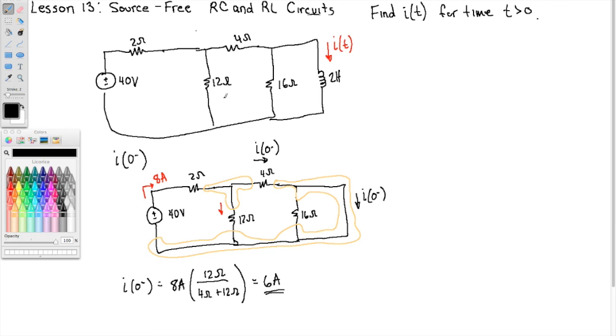Now come back up here to the original circuit. After the switch, this is an open circuit, because the switch was right there. So the source has been switched out, and so has this 2 ohm resistor. Eventually this current dies to 0. But how does it die to 0? Let's find the time constant. Observe that the 4 ohm resistor is now in series with this 12 ohm resistor, making 16. And that equivalent 16 is in parallel with this 16, so that makes 8.